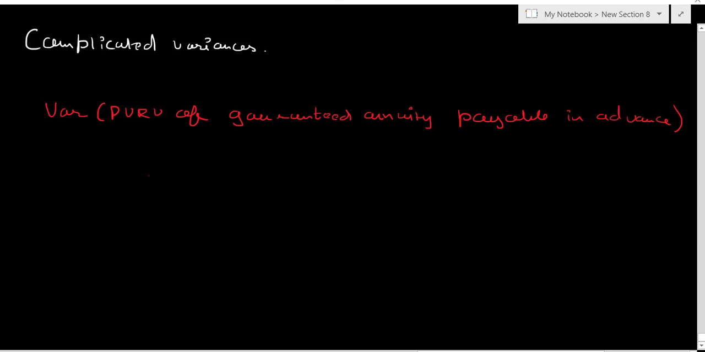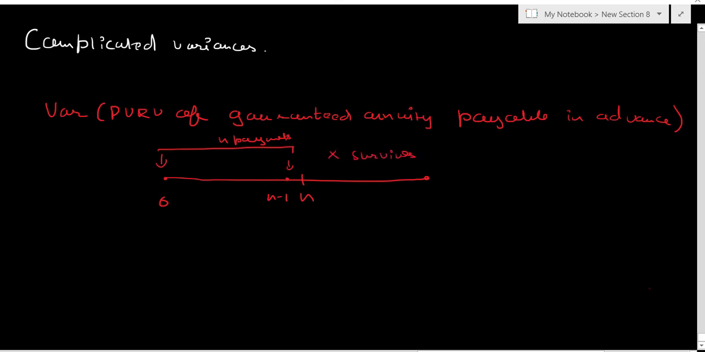So let me remind you what kind of a contract this is. If I make a number line timeline here, a guaranteed annuity basically says that there are n guaranteed payments going from time 0 to time n, all payable in advance. So the last payment is obviously at time n minus 1, and all these n payments are guaranteed. And after that the payments are payable as long as life aged x survives. So this kind of a contract takes place here.